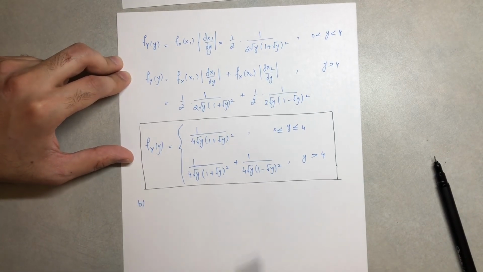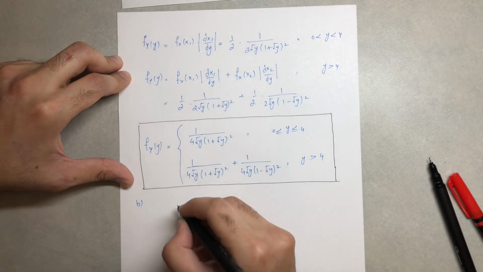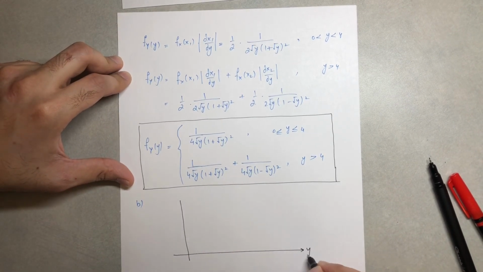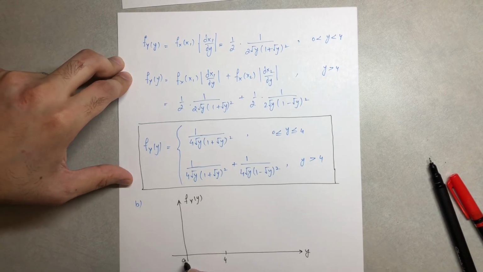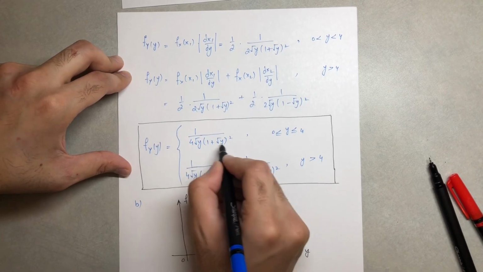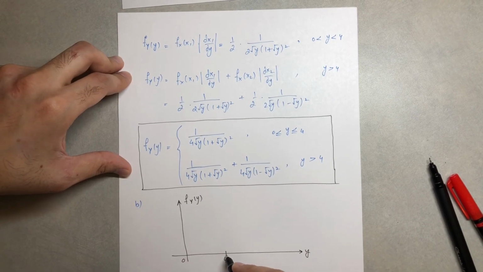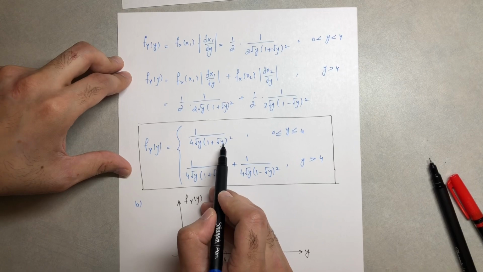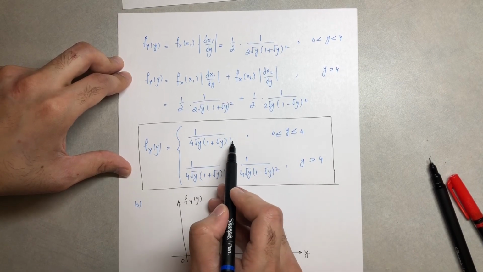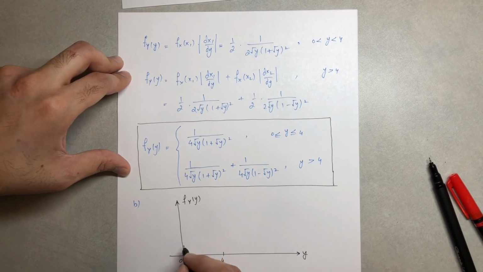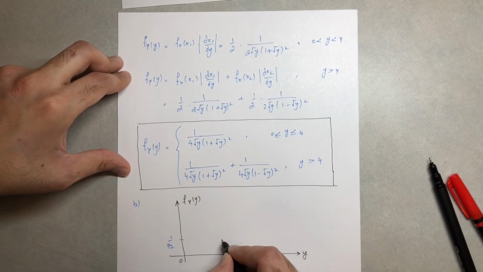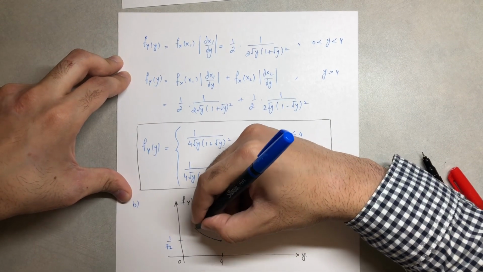And the second part here is to sketch this graph. So let's say this is y, this is fy of y. We know we have something different between 0 and 4 and something different for y bigger than 4. So when y is 0, fy of y is infinity. When y is 4, if you put 4 here, square root of 4 is 2. So this turns out to be 3 whole squared, which is 9. 9 times 2 is 18. 18 times 4 is 72. So it turns out to be 1 over 72 here if y equals 4. And this extends all the way to infinity.